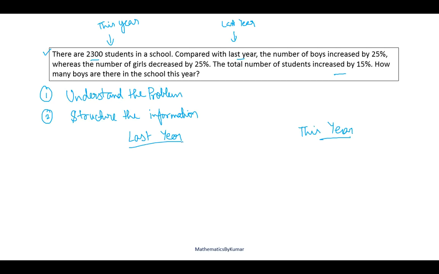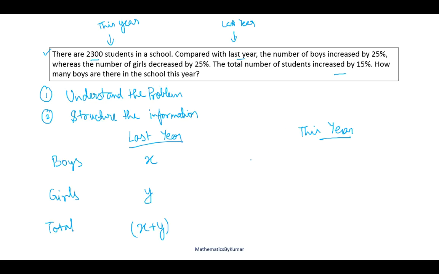Also, the information that I want to look at is the number of boys, the number of girls, and the total number of students. Okay, let me start with an assumption that there were x boys last year, and the number of girls is different. I also don't know how many students there were in total last year. So let me just take another variable y. So y was the number of girls last year. So the total number of students is just x plus y. Okay, what happened this year?